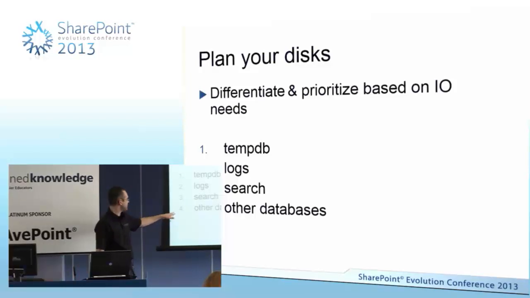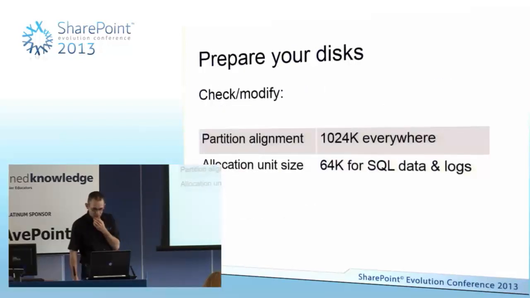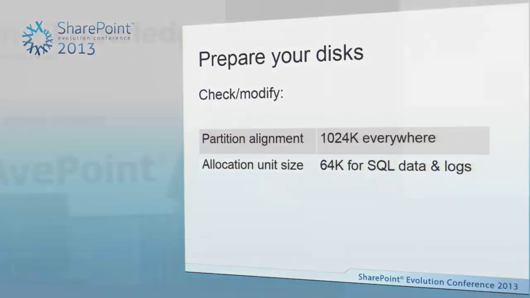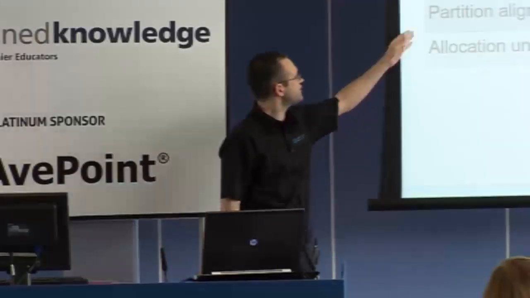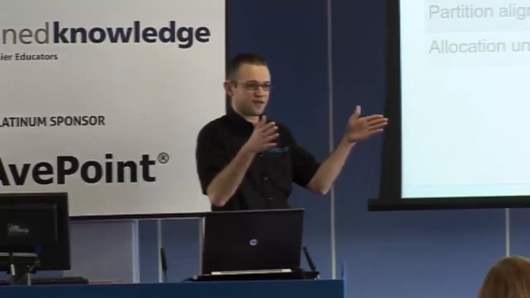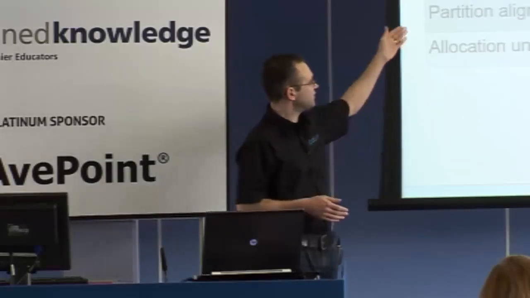And also for the content databases here, consider having multiple database files. Now, when preparing our disks, there is another issue that you have to be aware of. Well, at least 2 issues: partition alignment and the allocation unit size. Before Windows Server 2008, partitions were not aligned to the beginning of the disk in an optimal way.